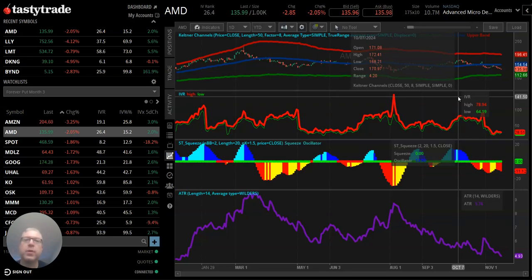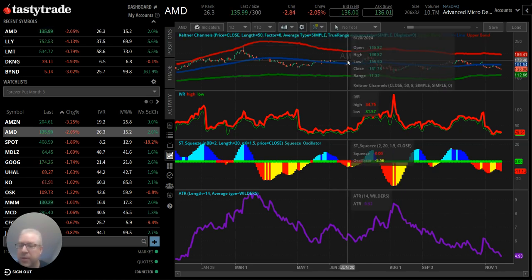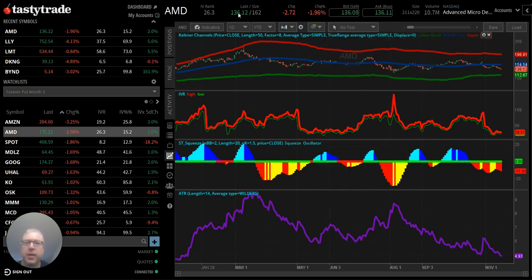This is the most important indicator that you've probably never heard about. Let's get started with this indicator, but first AMD, the trade from last week. Remember it was at the high of the Keltner channel. We did some credit debit spread, 175, 180, something like that. Now it's 136 and dropping.